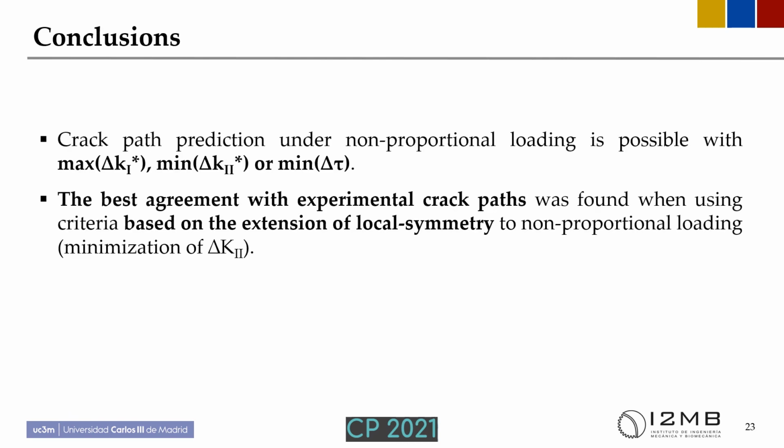Two main conclusions of this work we can obtain. Crack path prediction under non-proportional loading is possible with the criterion of maximum range of K1, minimum range of K2, or the minimum shear stress range criterion, although some differences can be found between these criteria. And the best agreement with the experimental crack path was found when using the criteria based on the extension of local symmetry to non-proportional loading, although further investigation of this topic is required.